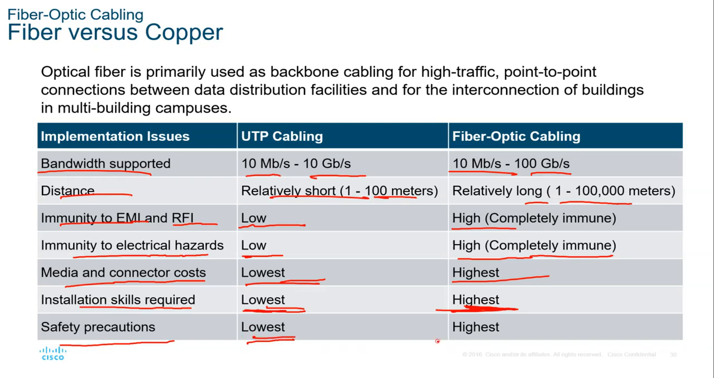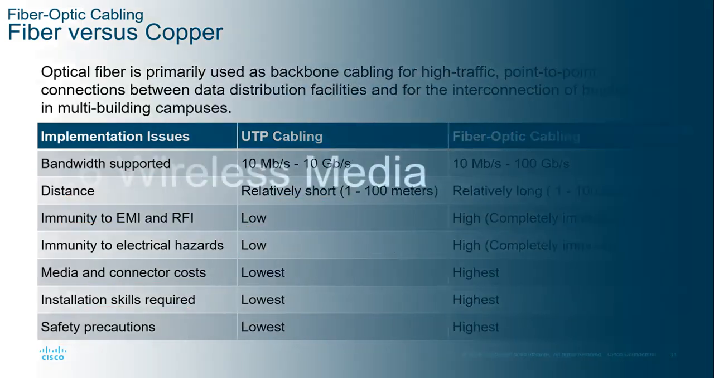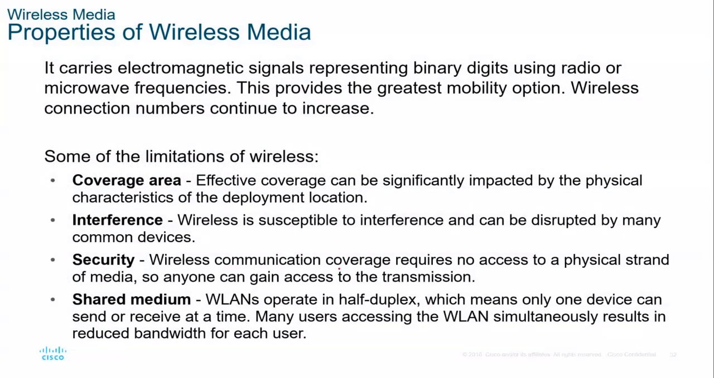Precaution, lowest, and then this is highest. So, wireless media. It carries electromagnetic signals representing binary digital digits using radio or microwave frequency. So this provides the greatest mobility options.